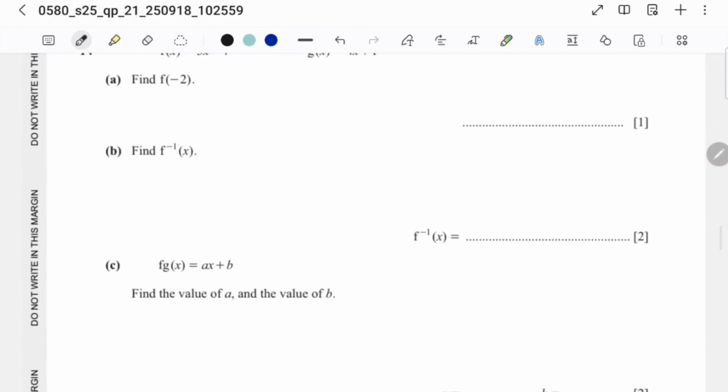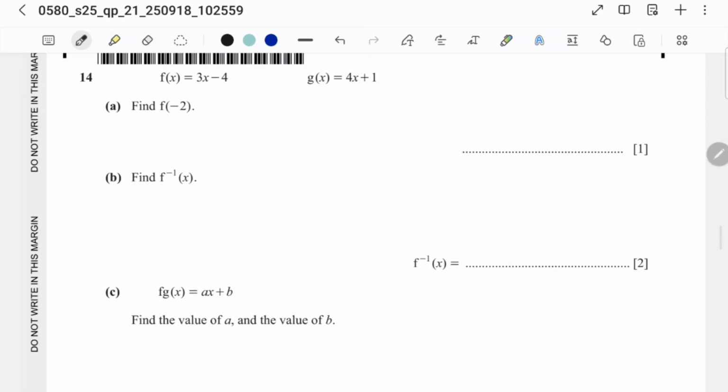Alright, I hope you understood. Come to question number 14. In question number 14, f(x) is equal to 3x minus 4, g(x) is equal to 4x plus 1. f of minus 2 means in place of x, in the function of x, just substitute minus 2, which is equal to 3 times minus 2 minus 4. I just substituted x as minus 2. And now it is minus 6 minus 4, which is equal to minus 10. So minus 10 is the answer.